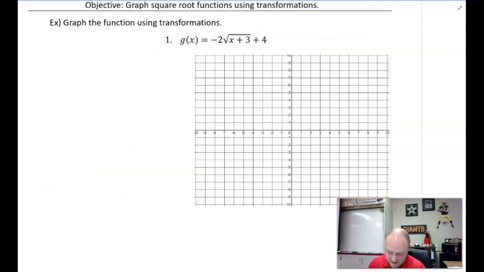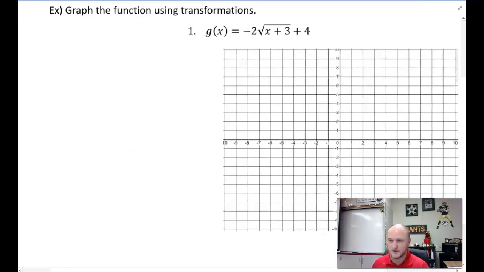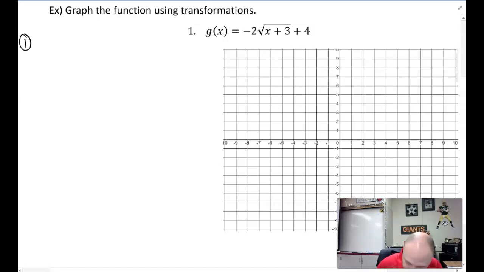All right, so here is example number 1. Please write this in your notes. All right, first, step 1, I'm going to identify my A, which is -2. I'm going to identify my H, which is -3. And I'm going to identify my K, which is positive 4. Okay, so there's A, H, and K.